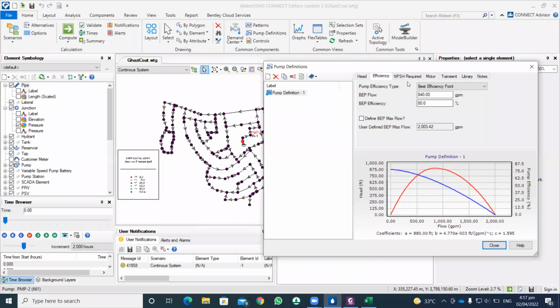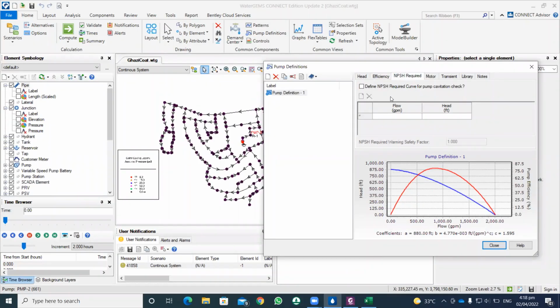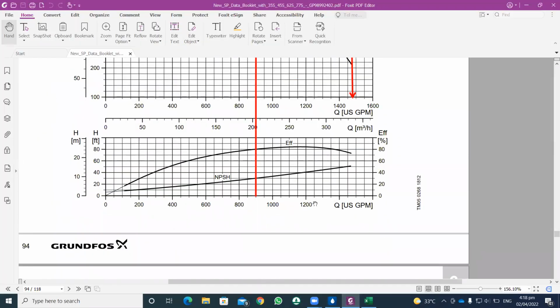I just put in here. I didn't use the NPSH, net positive suction head. You can also use this. I will provide you this file.